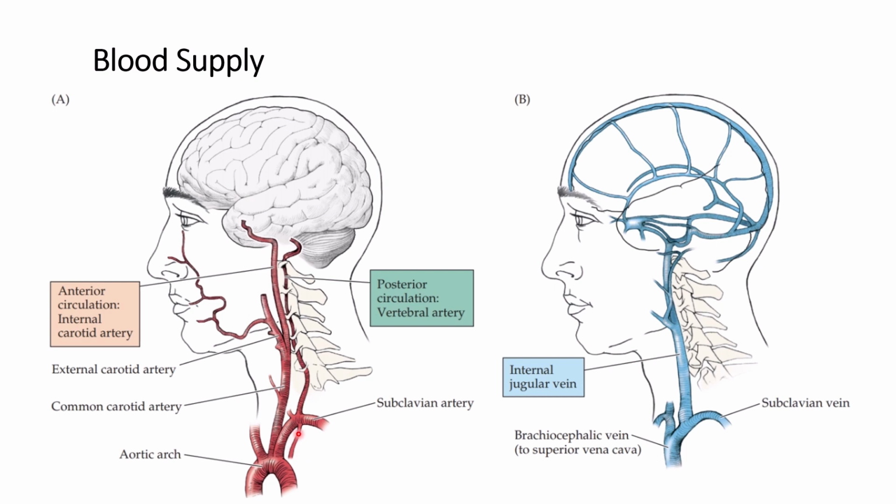Another one is the subclavian artery, which is a branch of the aorta, and then it goes to the vertebral artery, and that goes through the cervical vertebrae to the posterior part of the brain. So you have two systems. One is the anterior circulation, another one is the posterior circulation.